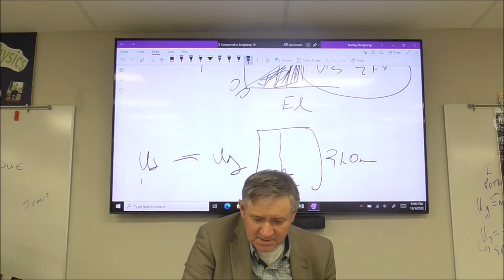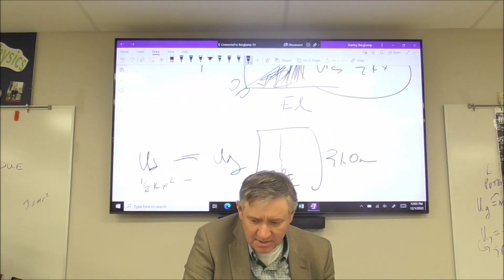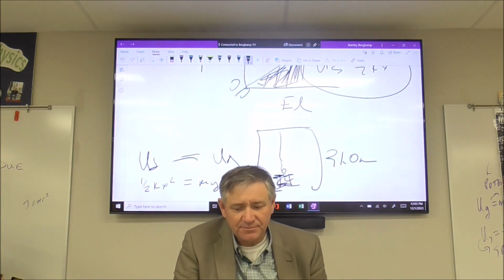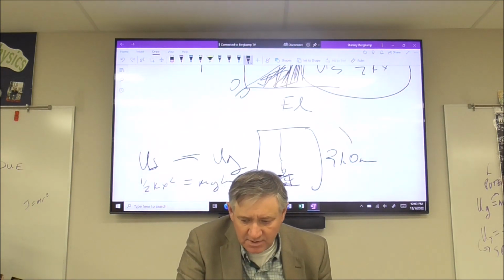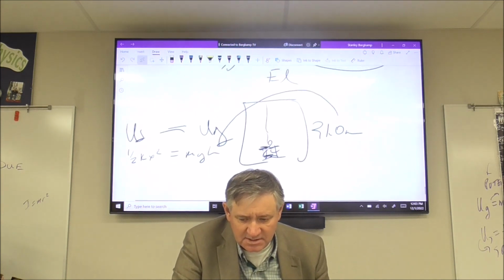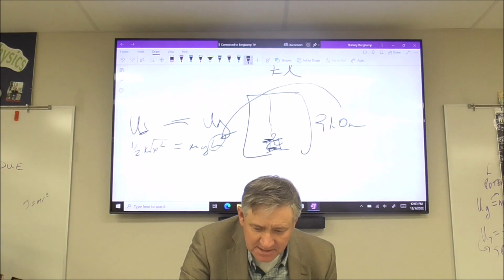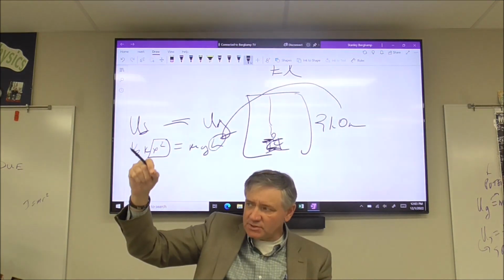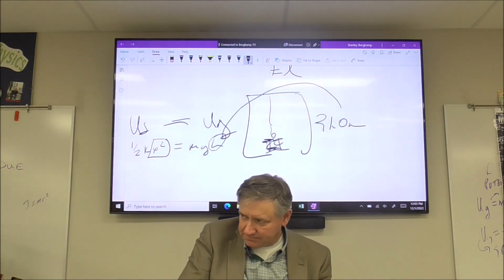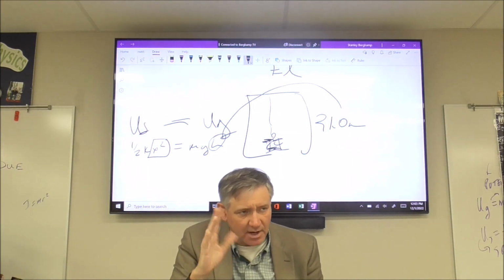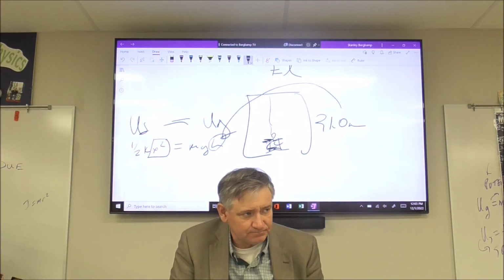So this is going to be 1/2 kx squared, and this is going to be mgh. And nothing is going to cancel out. But the trick here is the 31 meters needs to be the value for your height, and that x is how far the bungee cord stretches. So if all goes well, that K value should be around 100 newtons per meter.